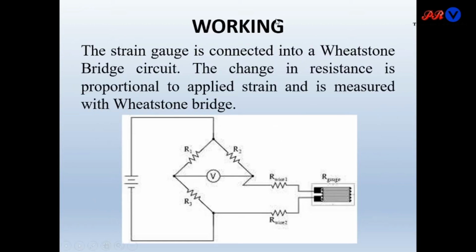Working of the strain gauge. This is our strain gauge. The strain gauge is connected into a Wheatstone bridge circuit. The change in the resistance is measured by using this Wheatstone bridge, and this change in the resistance is proportional to the applied strain, because we first balance this bridge, then strain is applied. After that, the change in the resistance value can be calculated from this Wheatstone bridge, which is proportional to the applied strain.